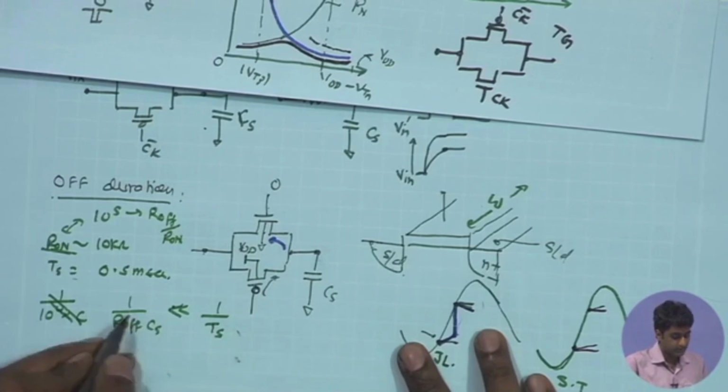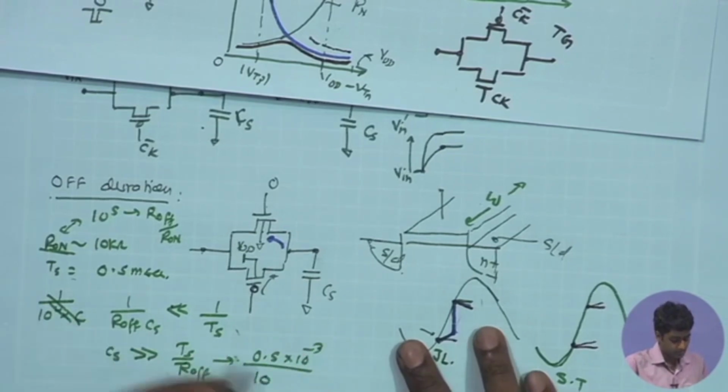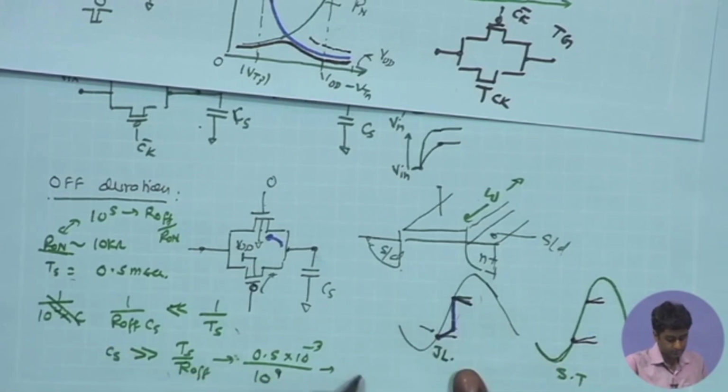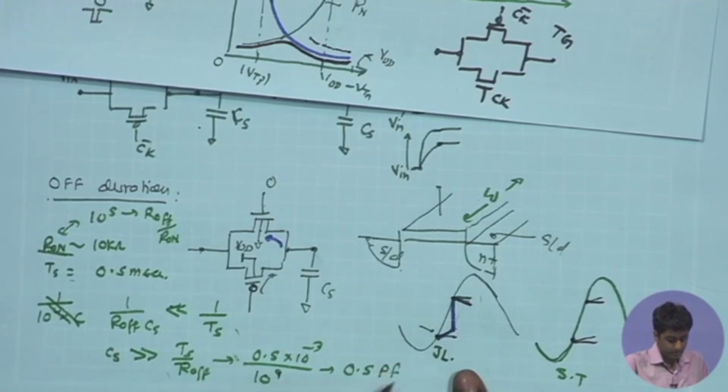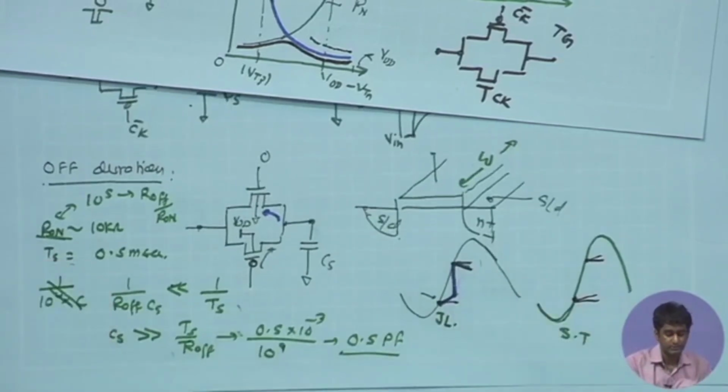So, here if you look at the values, I would get Cs must be significantly larger than Ts upon R off, and if I just put in these numbers, Ts we have 0.5 millisecond, and I have an R off which is maybe 10 to the power of 9. So, this gives us something like a picofarad. So, I have Cs should be sufficiently larger than 0.5 picofarad. So, if I am choosing a Cs of say a few picofarad, I should be safe with respect to the leakage.